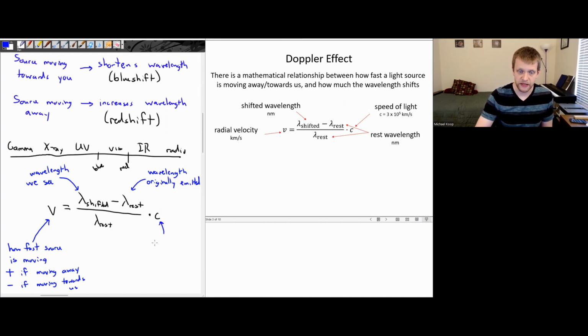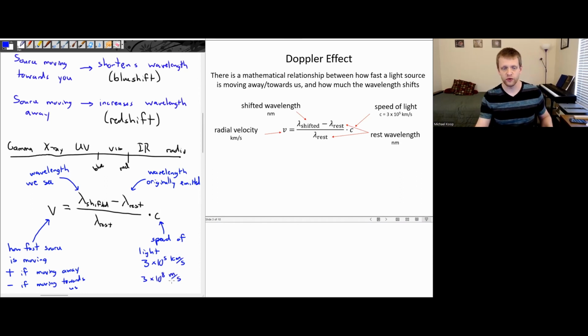And c is the speed of light, which again we can describe in a couple of ways. This can be 3 times 10 to the 5 kilometers per second, or 3 times 10 to the 8 meters per second. You can use either one, but if you use the first value, your final value for how fast the source is moving would be in kilometers per second. If you use the second value, your final result is going to be in meters per second. For the calculations that we're going to do here, I'm going to stick with 3 times 10 to the 5 kilometers per second.